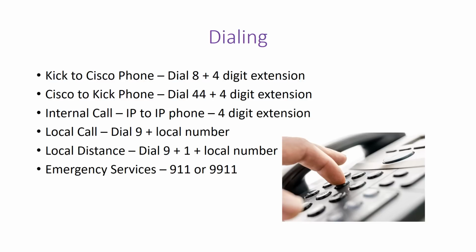If you have a kick phone and you want to call a Cisco phone, you would dial 8 and then the 4-digit extension. If you are trying to connect with a kick phone from a Cisco phone, you would dial 44 and then the extension. If you are dialing out, making a local call, you would dial 9 and then the local number. For a long distance call, you would dial 9, then dial 1, then the number. Should there be an emergency requiring emergency assistance, you can dial 911 or 9911.